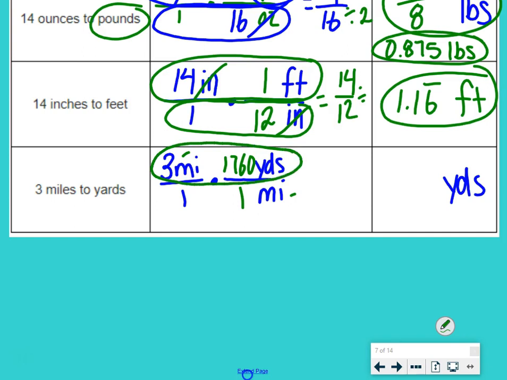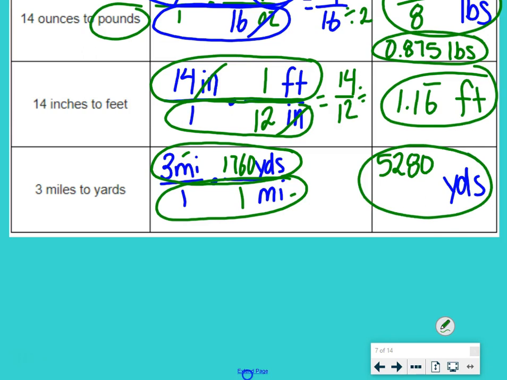Multiply the top. 3 times 1,760, and you can feel free to use a calculator, is 5,280. And then 1 times 1 is 1, so 5,280 over 1 is just 5,280. So we have 5,280 yards would be our final answer.